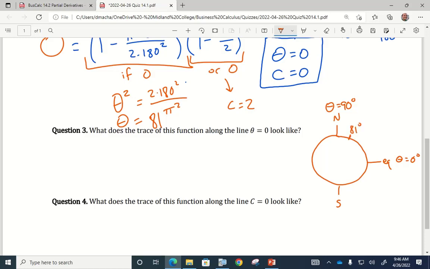And so we're basically saying if you're installing a solar panel that close to the pole at 81 degrees or above, then you're not going to get any sunlight on that solar panel. It's not going to produce any power. So that makes sense.